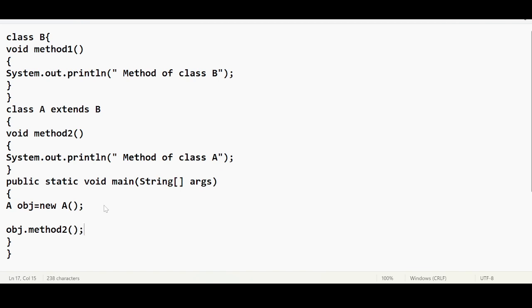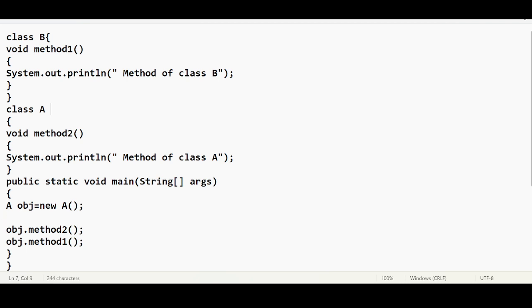method 2, obj dot method 1. Now you tell me, this obj reference variable is part of which class? Class A or class B? The object has been created for the class A. Okay, when the object is created for the class A, let me remove this extends keyword.